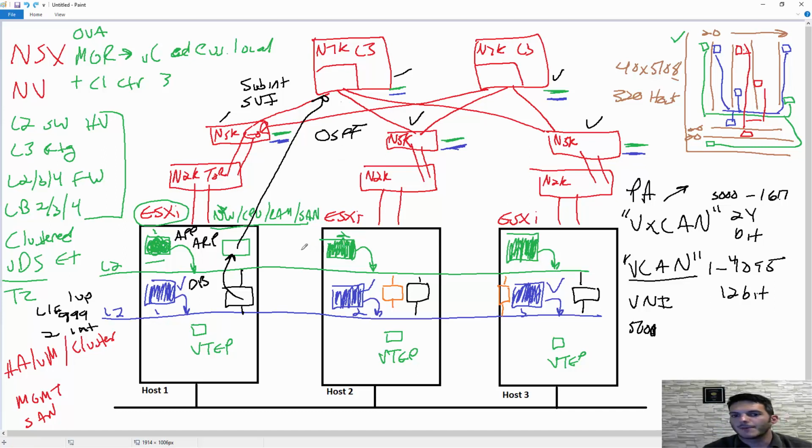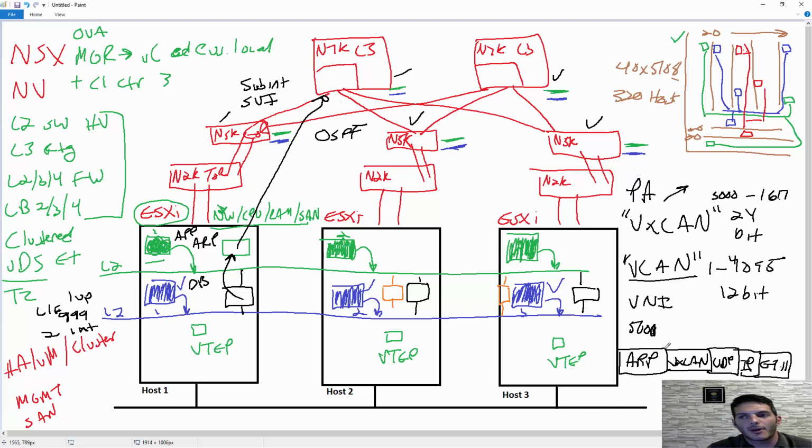The way that this works out is this ARP is encapsulated. Say this is the ARP frame. Then as it leaves, it goes out the VTEP. The VTEP encapsulates it inside of VXLAN, and then that gets encapsulated inside of UDP. That gets encapsulated inside of IP. That gets encapsulated inside of Ethernet. Now that's the encapsulation breakdown.